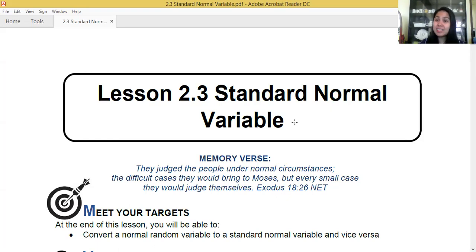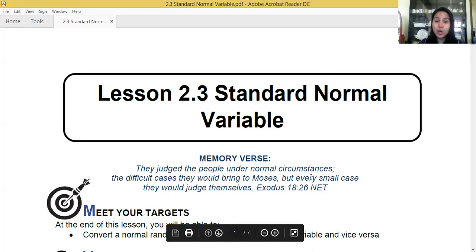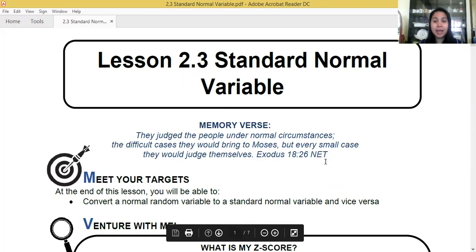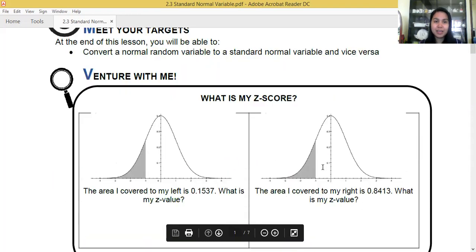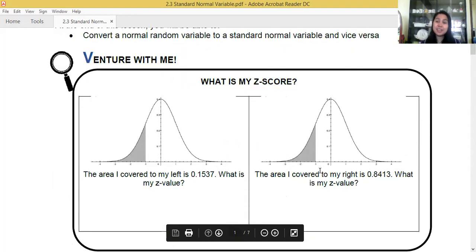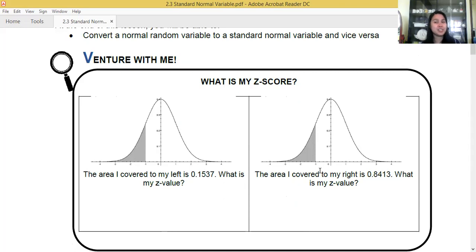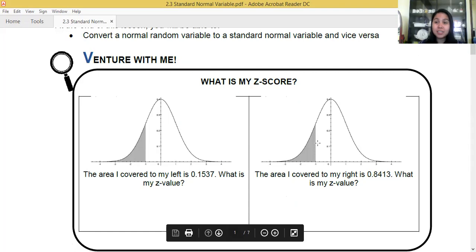At the end of this lesson, you'll be able to convert a normal random variable to a standard normal variable and vice versa. And the first student to give the correct answer in our venture activity will get an extra point. It is asking you, what is my Z value, or what is my Z score?